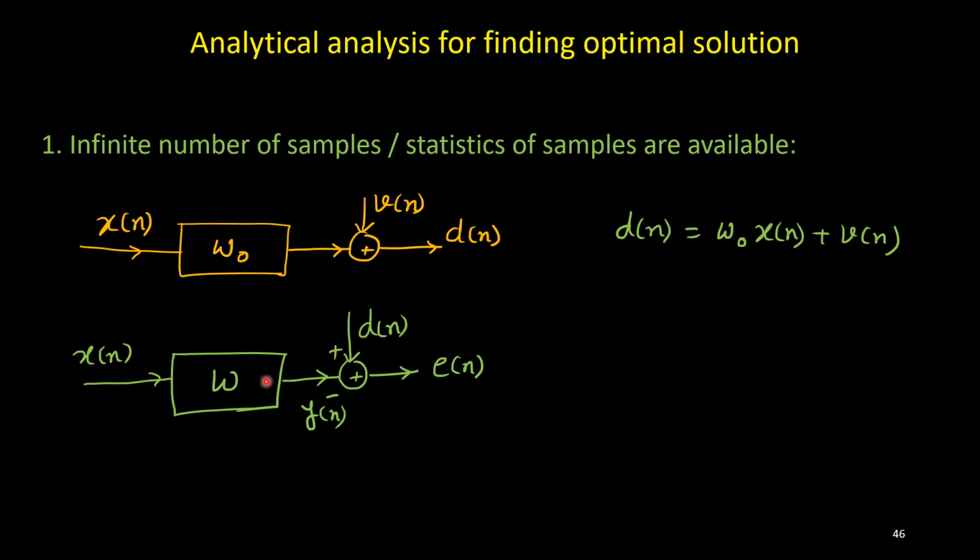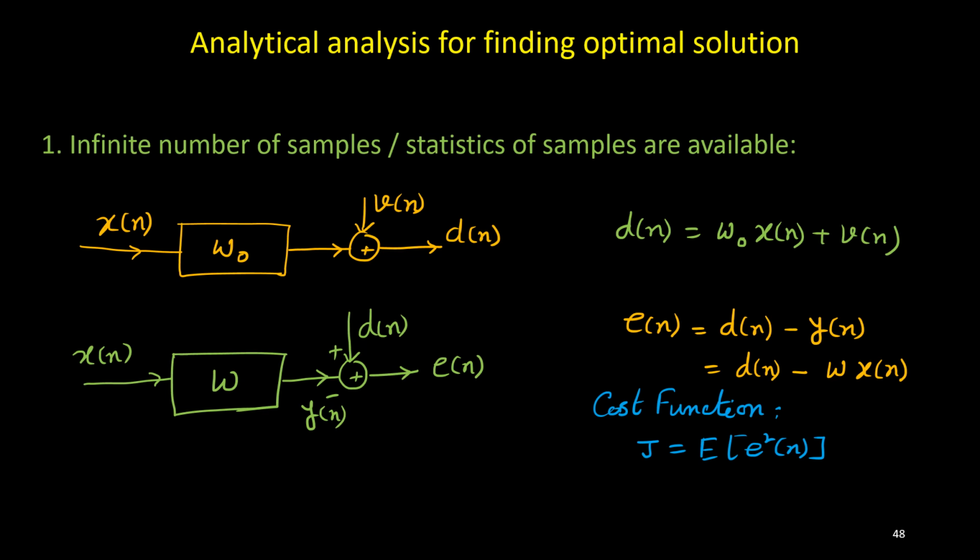Now, we want to estimate this filter coefficient w which will produce the minimum mean square error, or expected value of e square n. Here e n is d n minus y n, where y n is simply w into x n. So we'll consider this cost function J equal to the expected value of e square n. Here we replace this e n by d n minus w times x of n, and that squared.